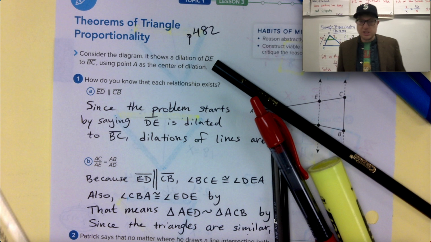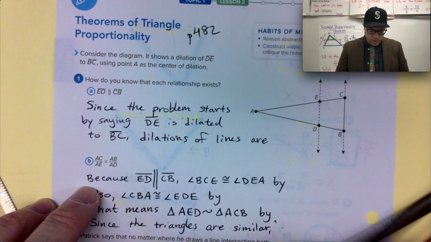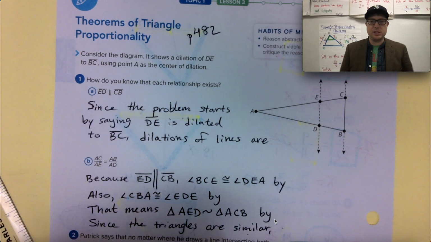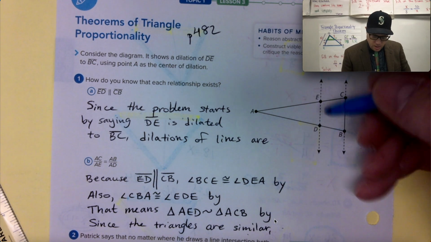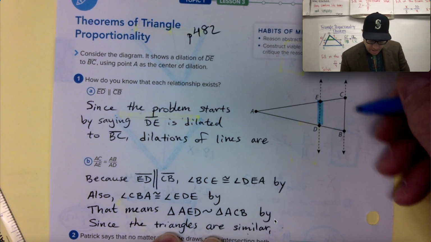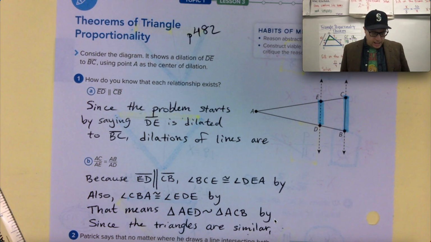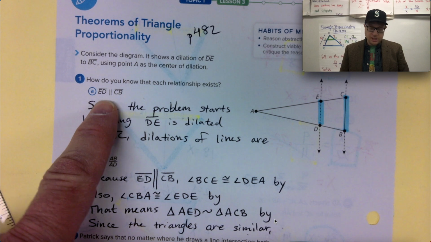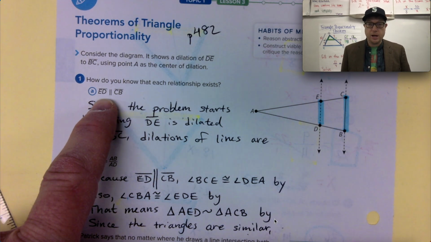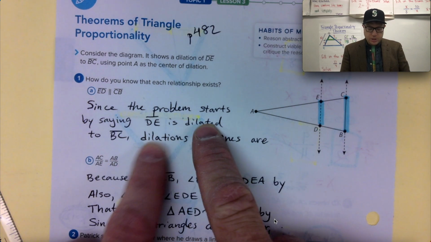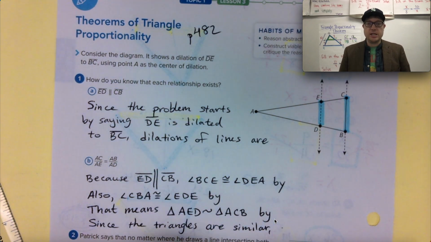Now, in order to do this, let's talk about the example here. Consider the diagram. It shows a dilation of segment DE to BC. So I'm going to get some highlighters here. Highlight it with me as well. We have this section parallel to this one. And then I guess what we want to know is, how do we know that this relationship exists, specifically the relationship that they're parallel?